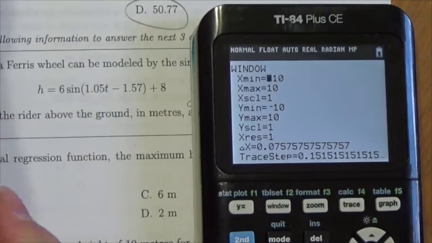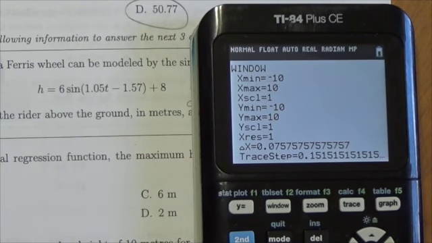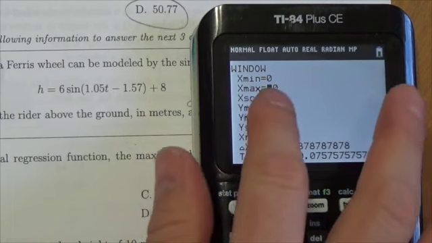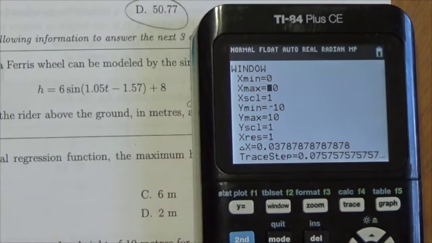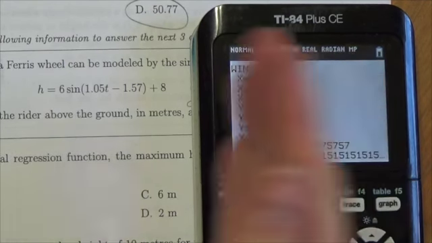Now, I'm going to play with the window settings here. I've already identified in the previous question that this thing has a maximum value of 14. I don't know what the minimum value is off the top of my head, but I know that a Ferris wheel wouldn't go below 0, it would be digging underground. And if the maximum goes up to 14, let's go up to 20 and give ourselves a bit of room. Sorry, that's the x coordinates; that should have been the limits on the y. So 0 to 20.